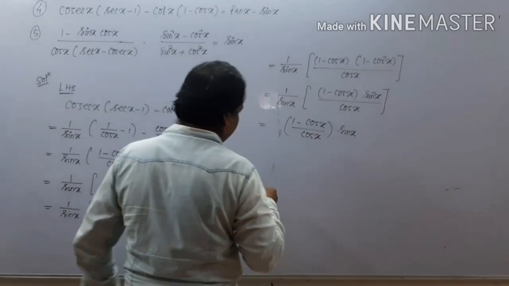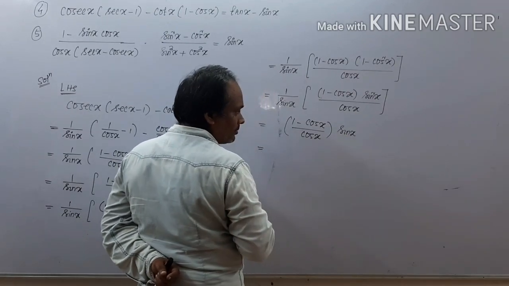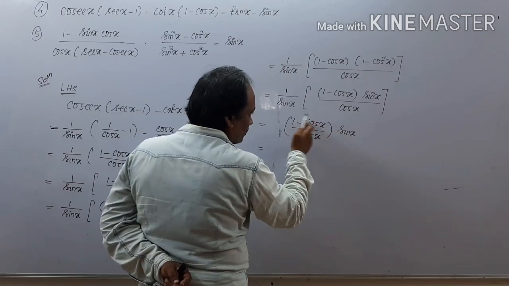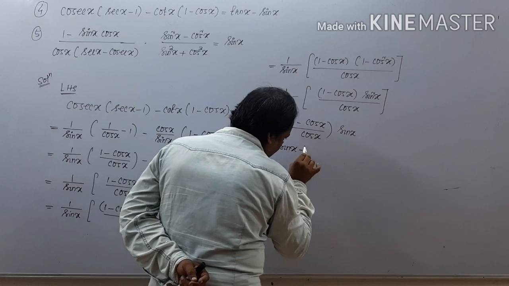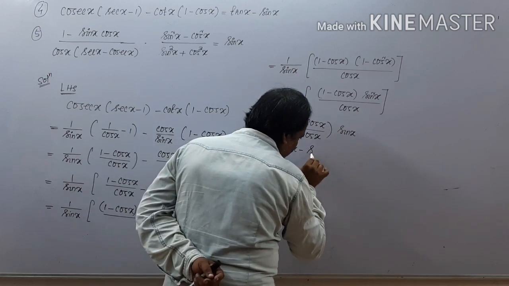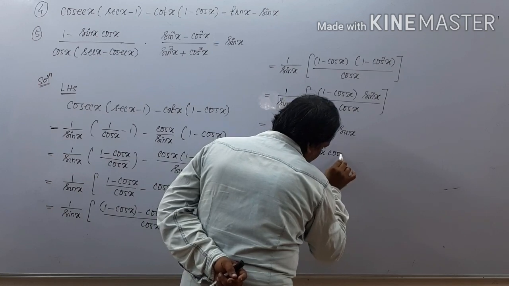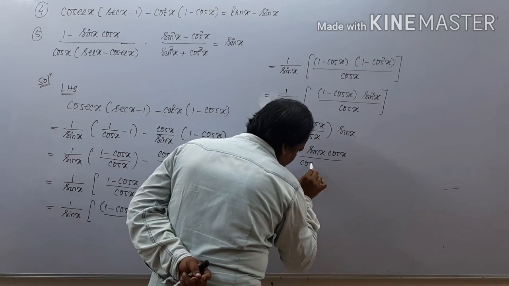So see that, this sin x by cos x is equal to how much? Otherwise I will multiply sin x to the numerator. So clearly this will be sin x minus sin x into cos x, divided by cos x.